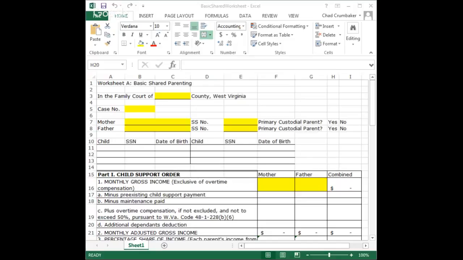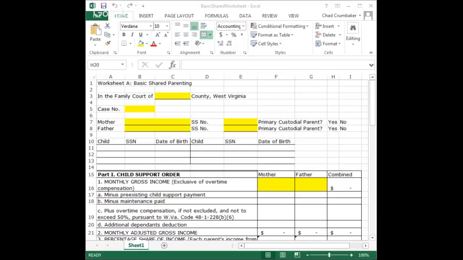Now, I'm showing you currently a basic shared parenting worksheet that helps you determine the amount of child support, okay? Now, you're fortunate in that I created this. This is my own creation, okay? The document itself, it's an Excel file. However, I didn't make it up, right? It exists somewhere in the universe. Did you find this worksheet somewhere?